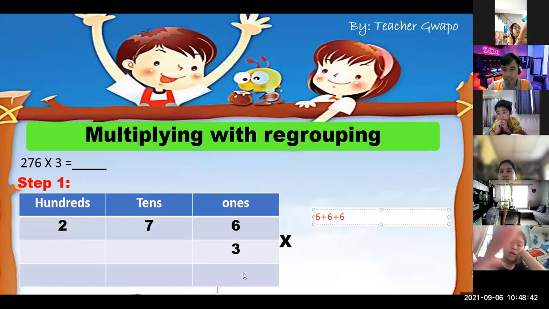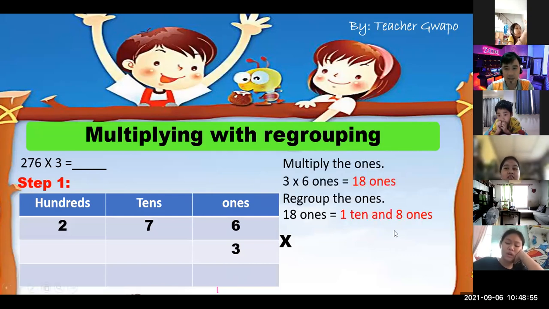We cannot write 18 here. No, cannot be. So what we need to do is regroup. How to regroup it? If we multiply, 6 times 3 is 18. Thank you, your answer is correct. Multiply the ones, and 3 times 6 is equal to 18. So we need to regroup number 18.